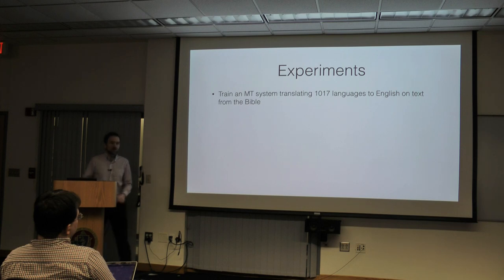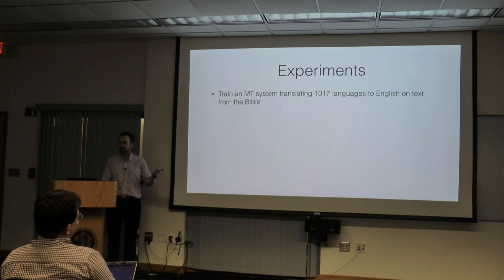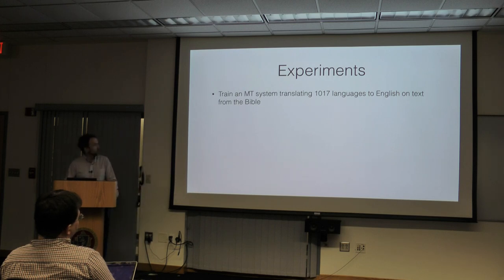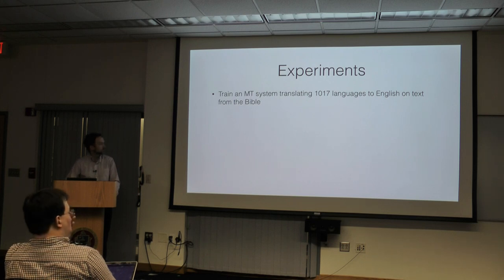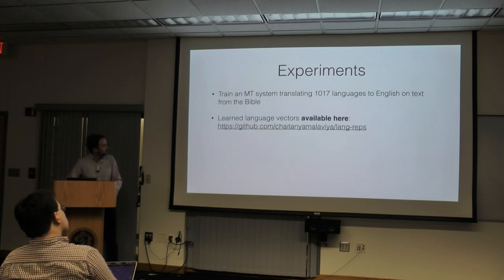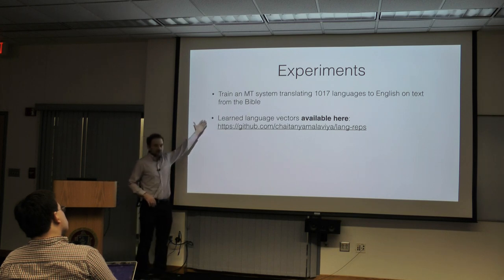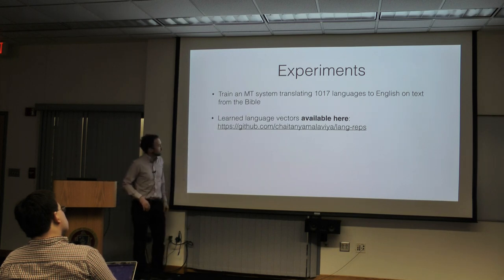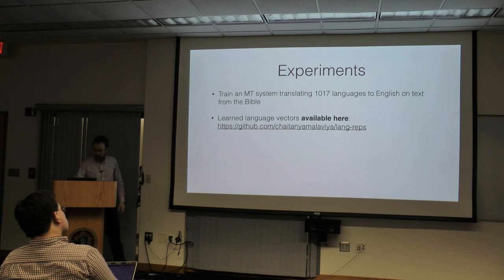So basically the only place where you can get text for 1,000 languages is from the Bible. It's the most translated text in the world. And so we downloaded the Bible in a lot of different languages, and because we know the verses of the Bible, you can align all the sentences, and this allowed us to train this large translation system. If you're interested in doing this thing, we have the learned language vectors and the code to learn them here.